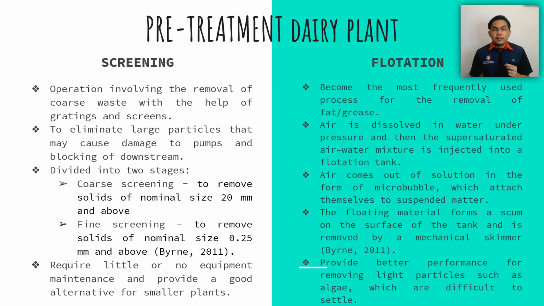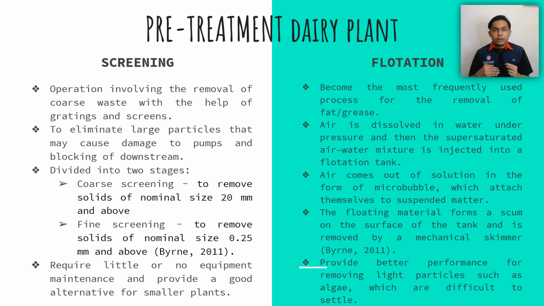Manually cleaned screens require little or no equipment maintenance and provide a good alternative for smaller plants with few screenings. Mechanically cleaned screens tend to have lower labor cost than manually cleaned screens and offer the advantages of improved flow condition and screening capture over manually cleaned screens.